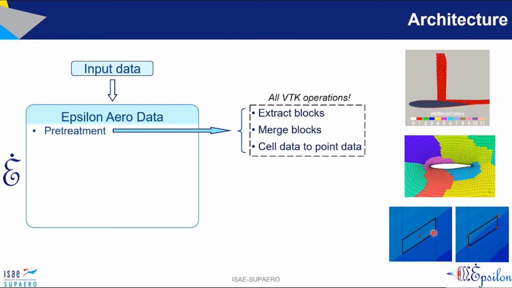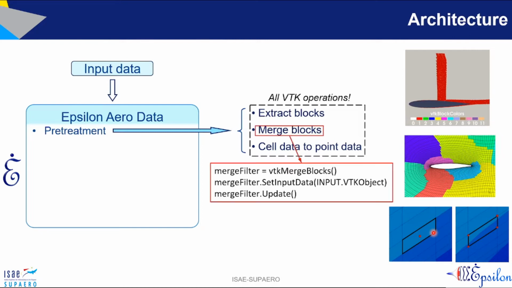As you can see, all of these are VTK operations that are in the background. You don't actually see it, but it is included inside the Epsilon Aero Data Python filter. Just to take a look at that, if you open the epsilon aerodata.py file inside the Epsilon installation folder, you can identify this operation as a VTK merge blocks, and you can edit the option if you want. All the code is available for further manipulation.